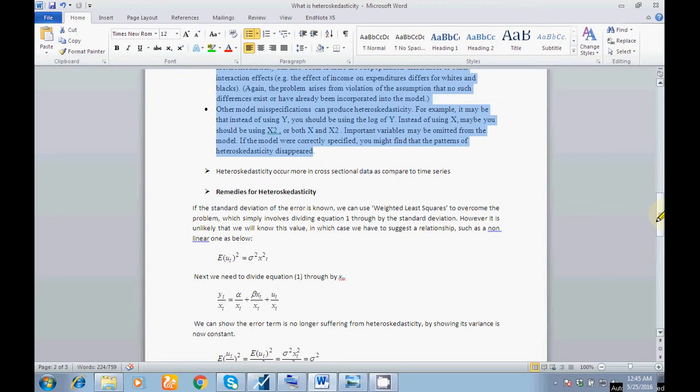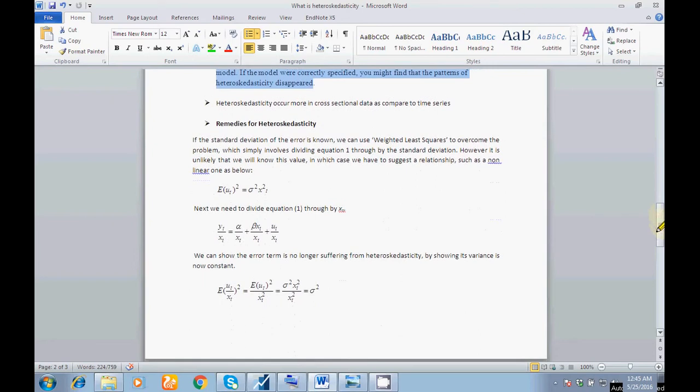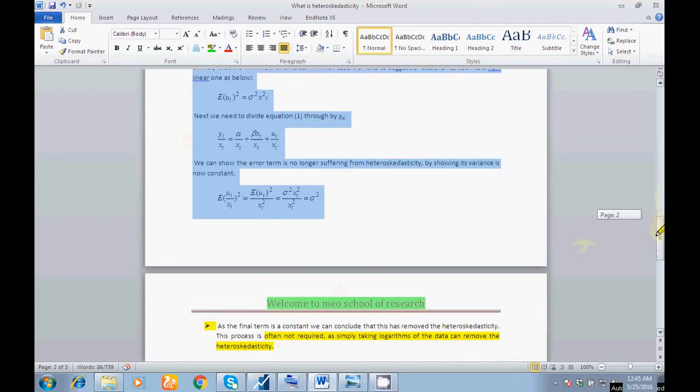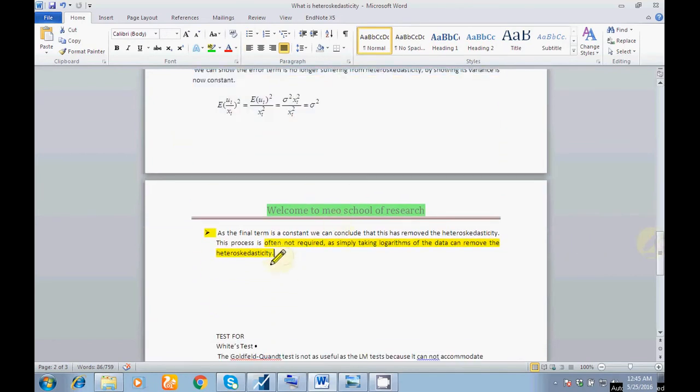So what are the remedies? I have mentioned two remedies. The first you can read yourself, and for the last one I suggest that if you want to get rid of the heteroskedasticity problem, you must convert your variables into log form. After converting your variables into log form, you will find your heteroskedasticity problem will be removed.